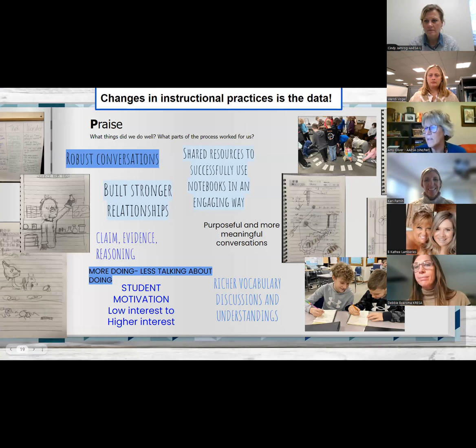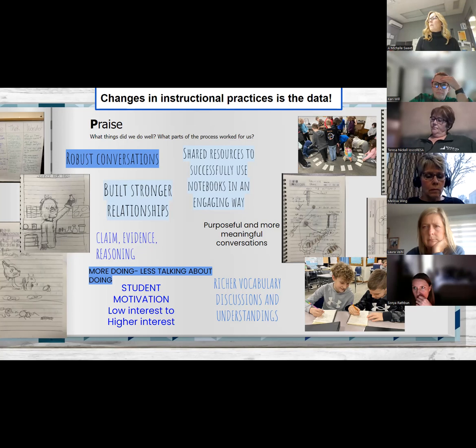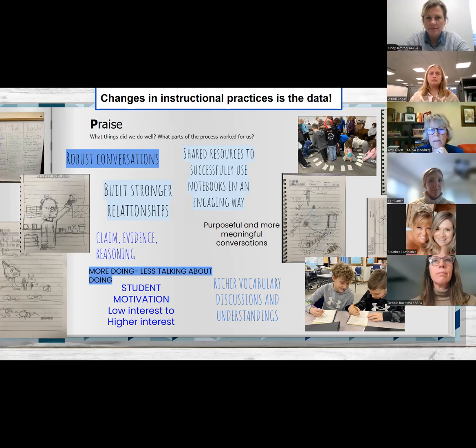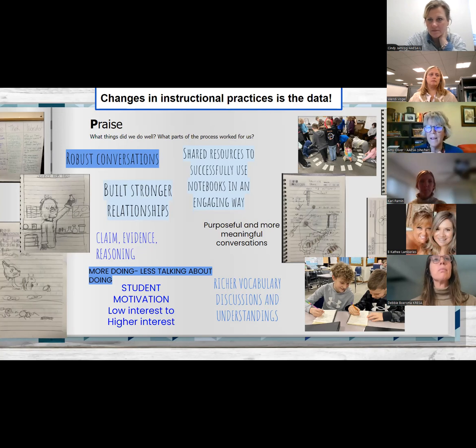More meaningful conversations and more doing, less talking. Those were all really, really key things. Of course, they were strengthening their claim, evidence and reasoning. The other thing that I really liked was the bottom left-hand one where, on student motivation, they noticed that interest really increased and kids were engaging in them. And you can see in the top right, there's a picture, they're sharing their notebooks and they're having some conversations about their entries. So that connection that the article talked about, writing and productive talk being interlinked, I think was a really powerful thing that was lifted.